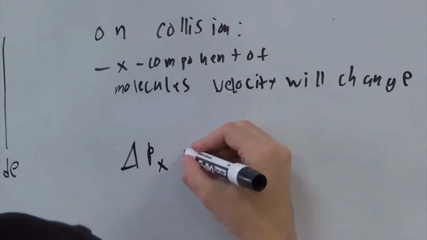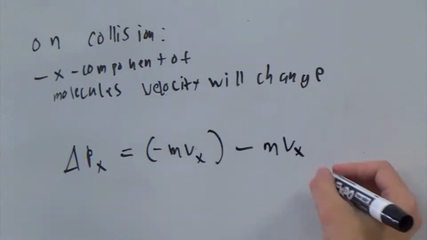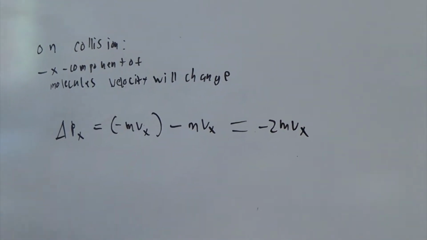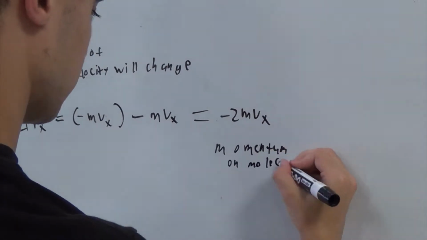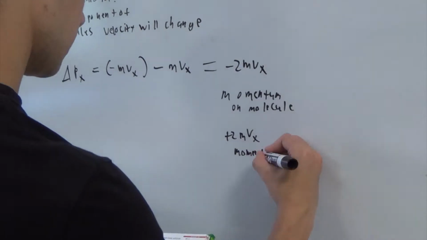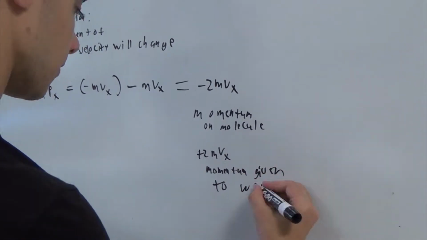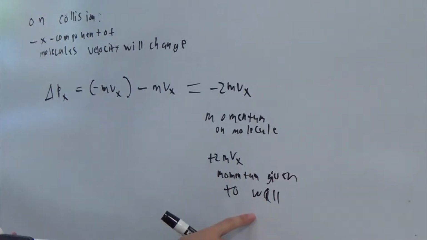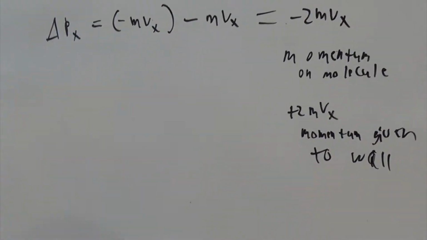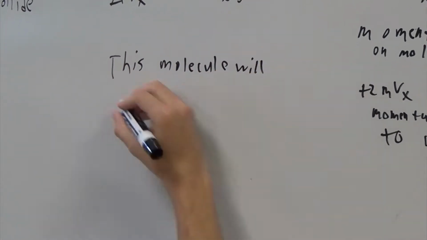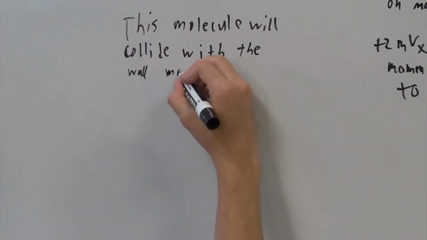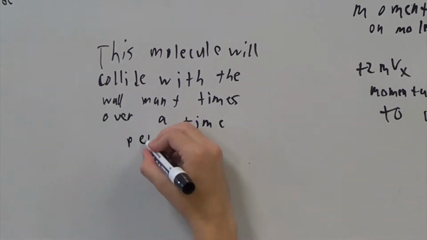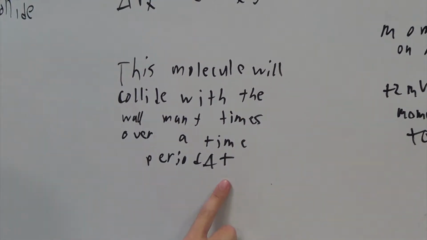Since the x component of the particle's velocity has reversed direction, its momentum has changed as well. This equation shows the change in momentum, which is also the momentum delivered to the wall during the collision. Of course, the molecule will collide with this wall multiple times over an interval of time, so we can find the average rate at which momentum is delivered to the wall.